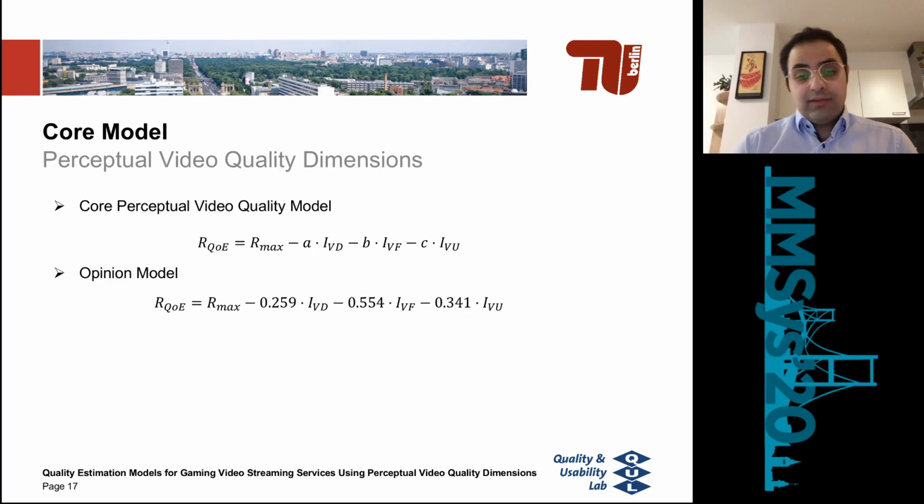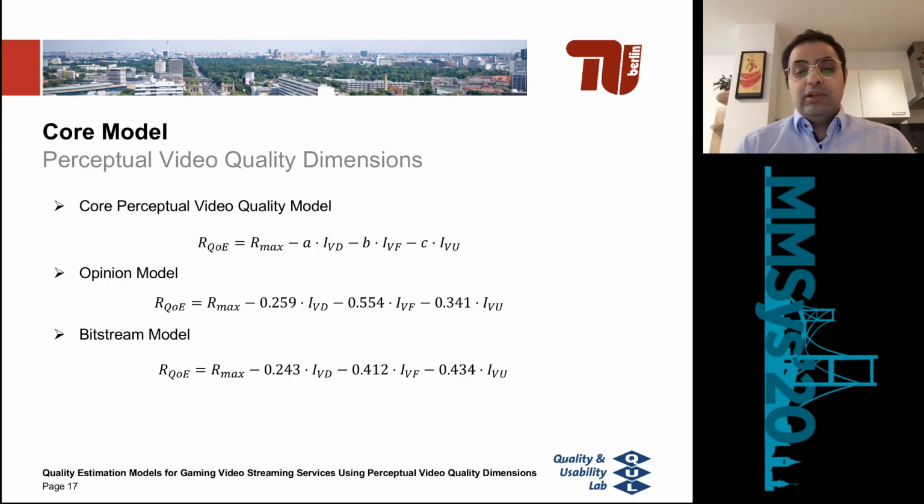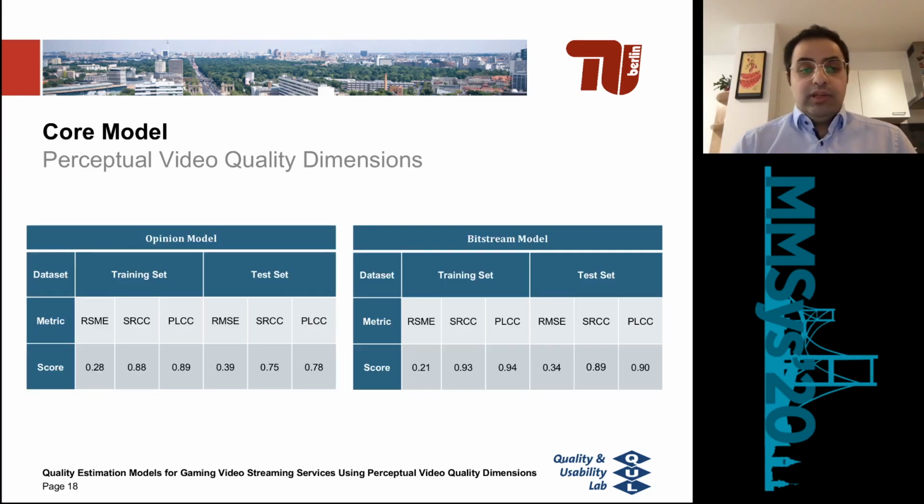And R max is 100 here, and for the Bitstream model we have quite a similar equation, only with some minor changes in coefficients, which comes from the fact that the Bitstream model can make better predictions. As a result, as you can see here, the opinion model performs very well in the training set, and on the test set it's also acceptable. You need to keep in mind that this classification of the videos is super important and makes it so difficult to make a very good opinion model for any video streaming application.